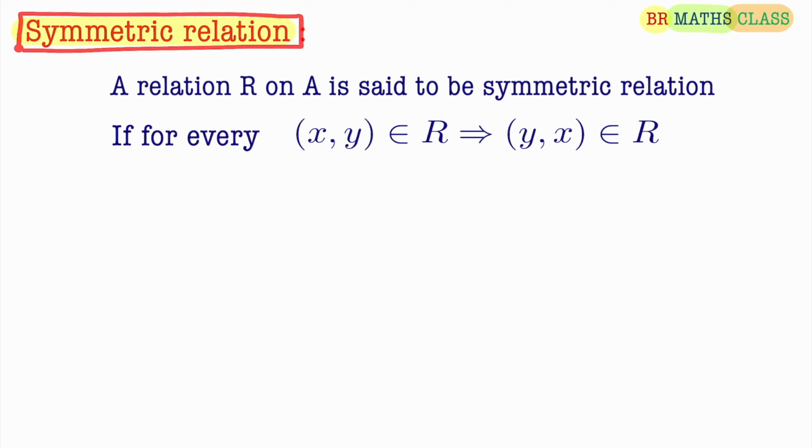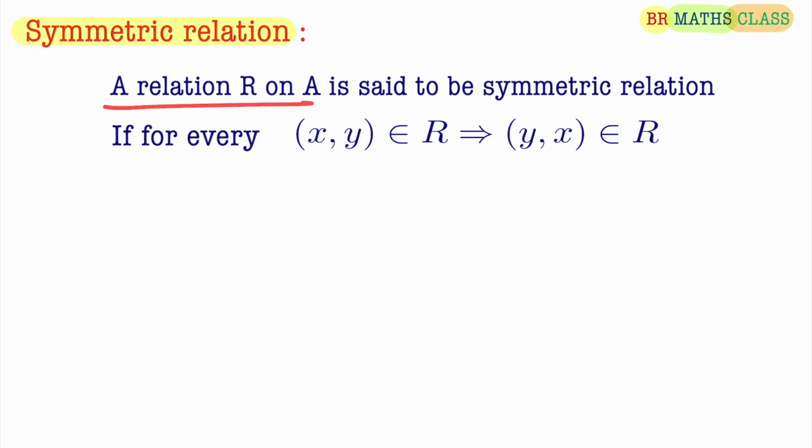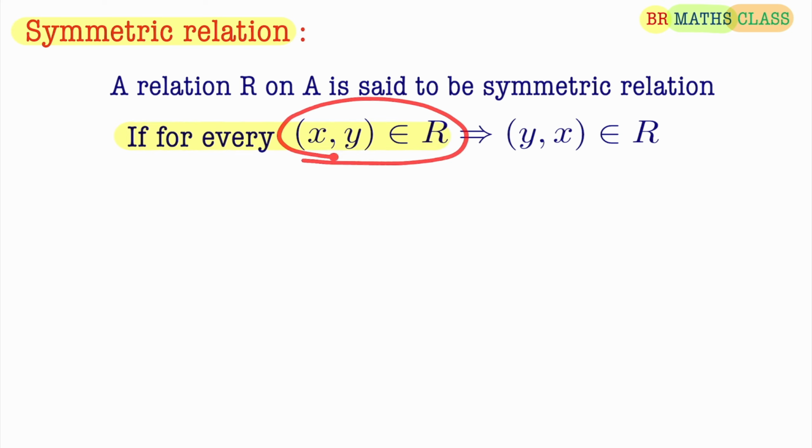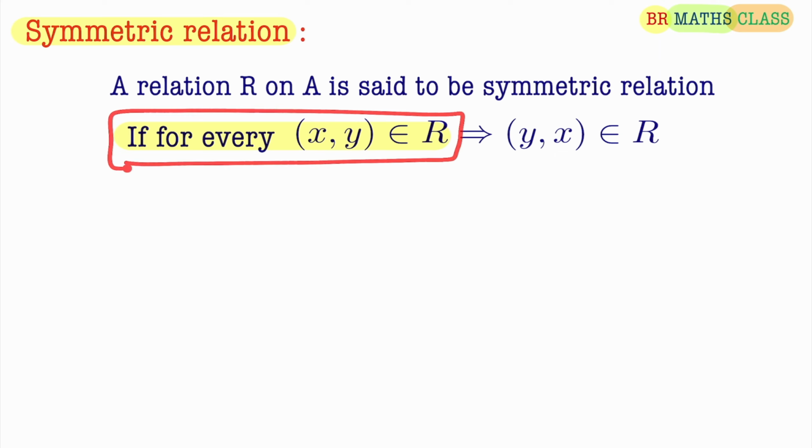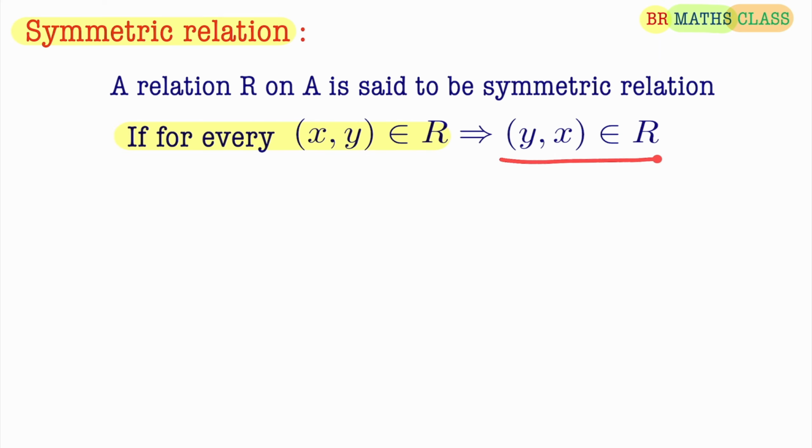Definition of symmetric relation. A relation R on A is said to be symmetric if for every (x, y) belongs to R, observe this point carefully. For every ordered pair (x, y) belongs to R. Earlier, for reflexive relation, what we checked was for every x belongs to set A. But here in symmetric relation, it is not like that. For every ordered pair (x, y) in the relation, if (y, x) is also present in that relation, then we say that that relation is a symmetric relation. We'll understand this with the help of examples.